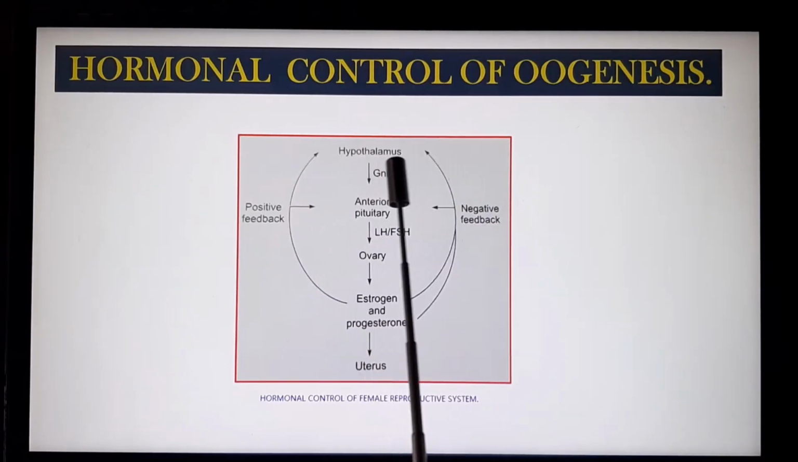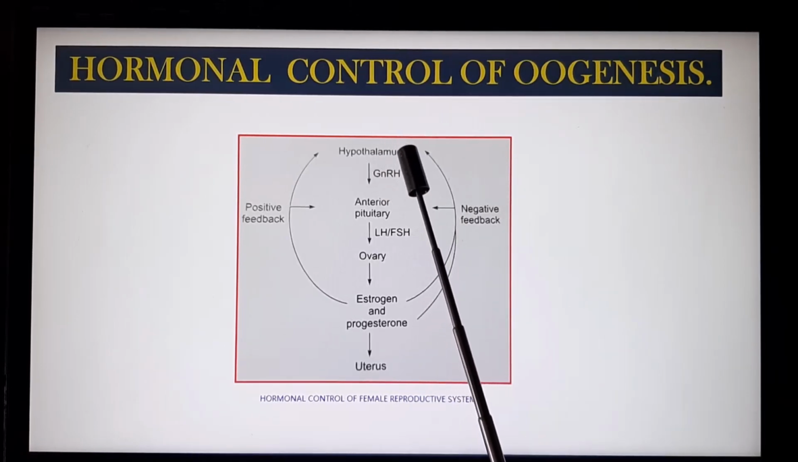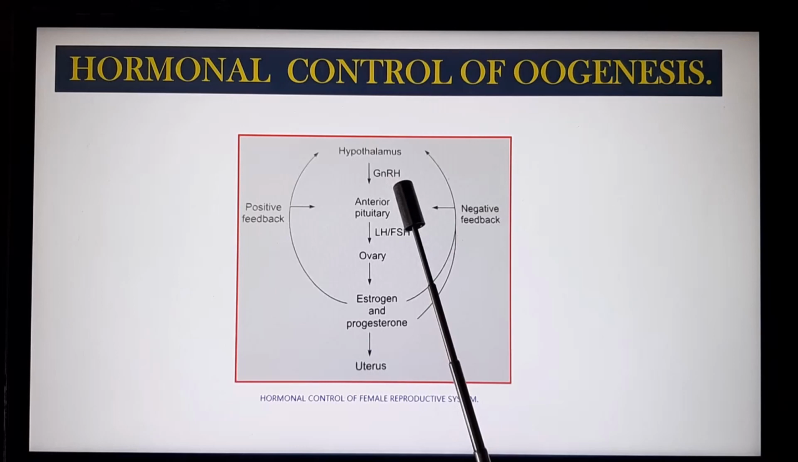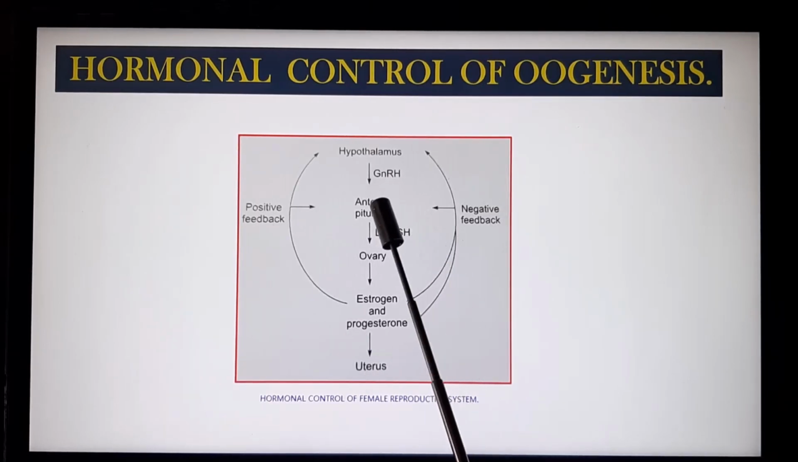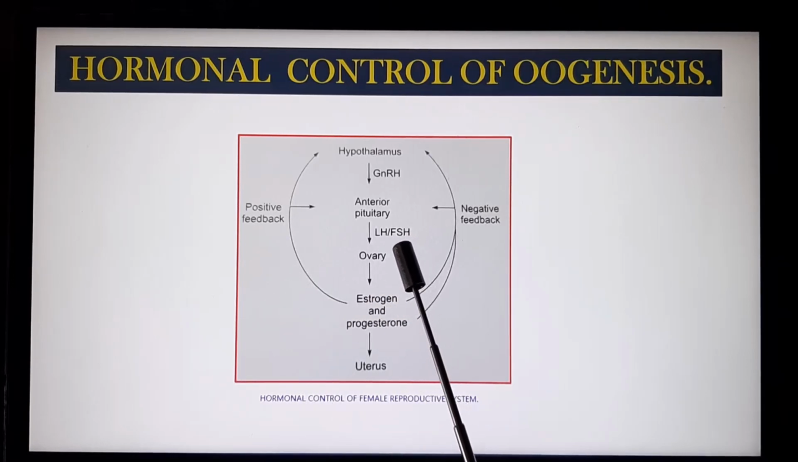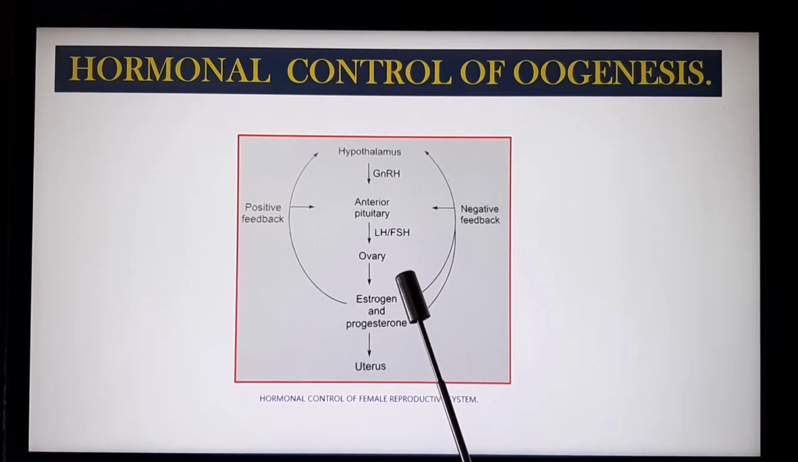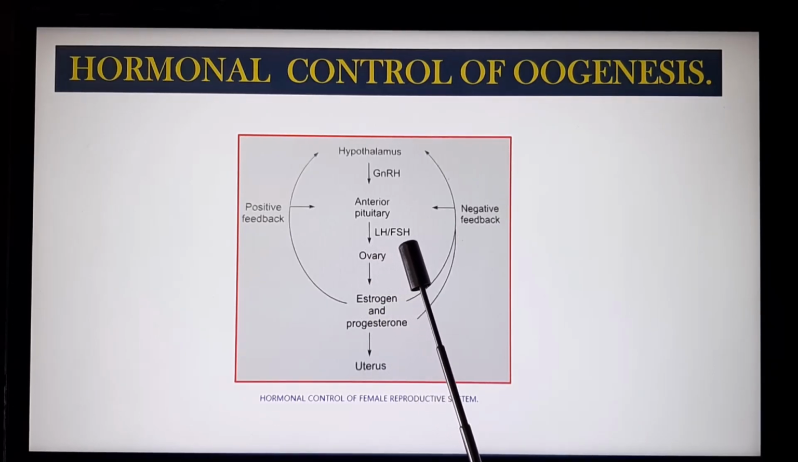Now let us see the hormonal control of oogenesis. How is oogenesis controlled? You can have a look at the schematic representation of the hormonal control of oogenesis. The hypothalamus secretes gonadotropin releasing hormone, which stimulates the adenohypophysis, the anterior pituitary, and it secretes the hormones FSH and LH. Both FSH and LH stimulate the ovary, and it produces estrogen.